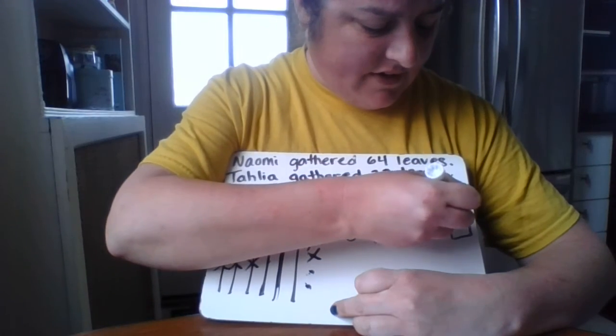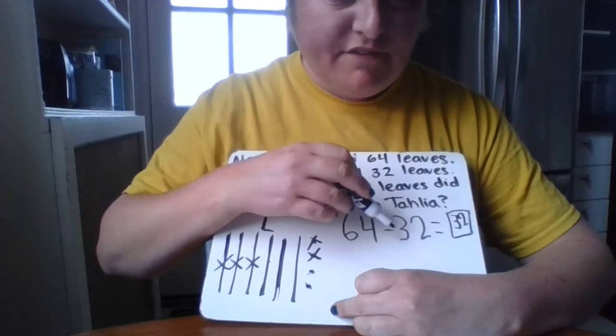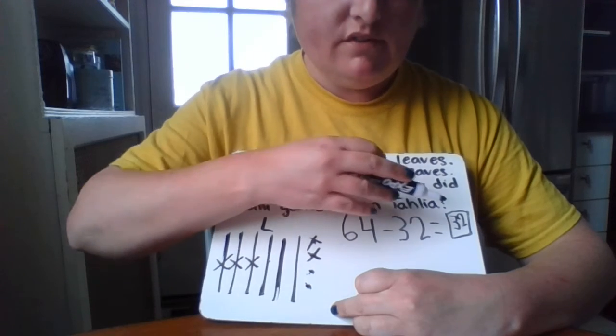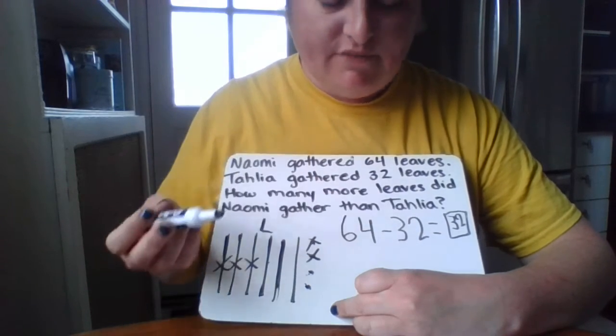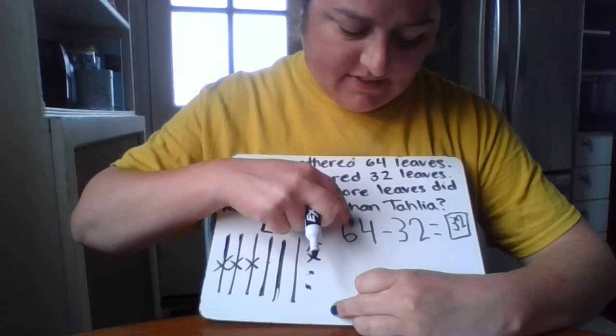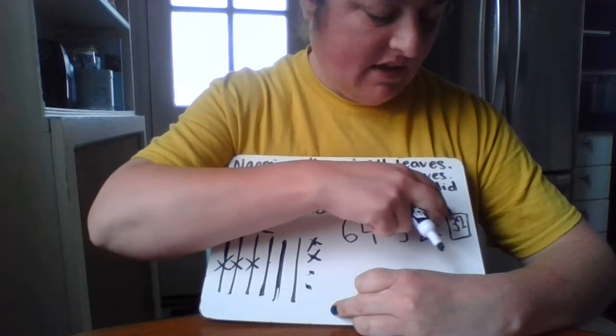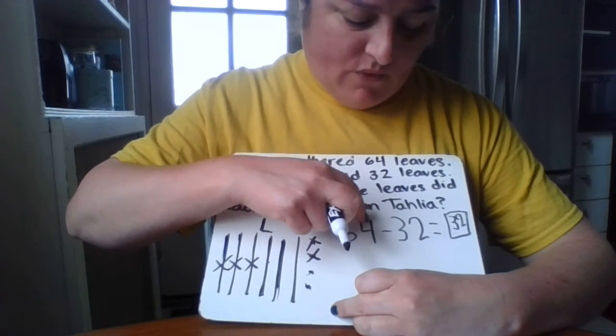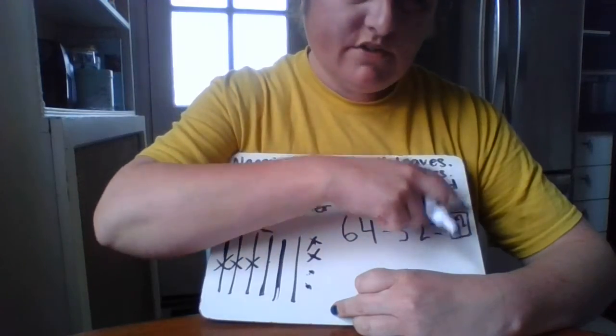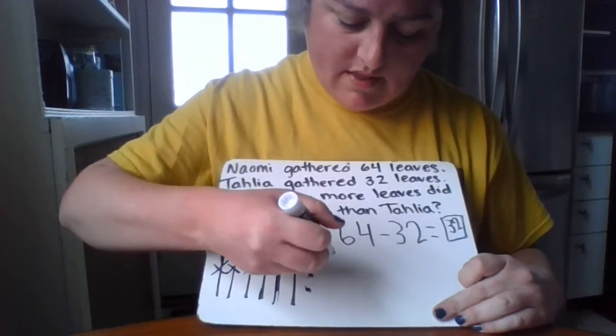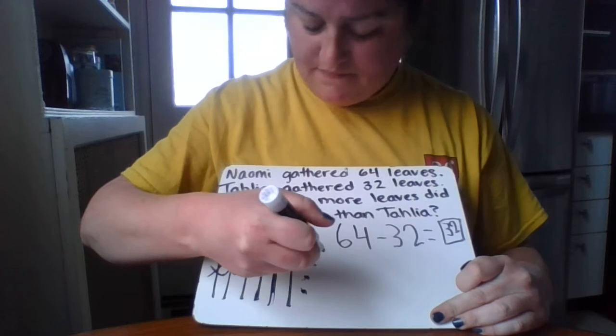What? 32? Half of 64 is 32. So 32 plus 32 is 64. And let's check it. 6 tens minus 3 tens equals 3 tens. And 4 tens minus 2 tens equals 2 tens. So, how many more does Naomi have?